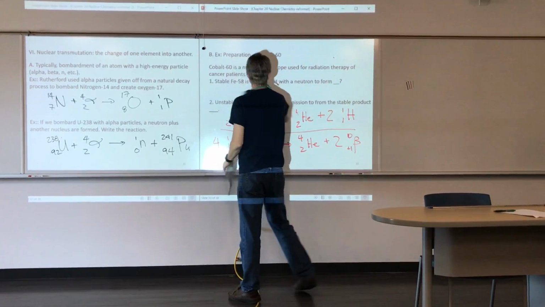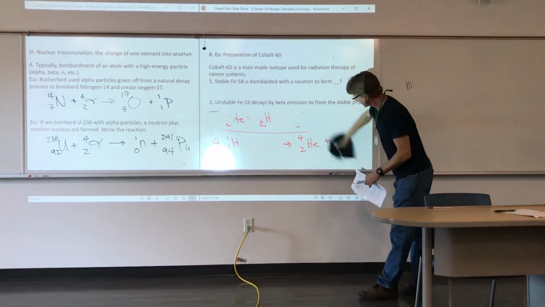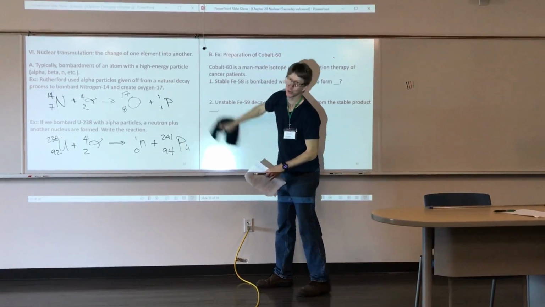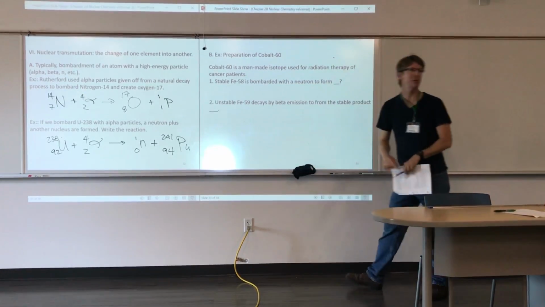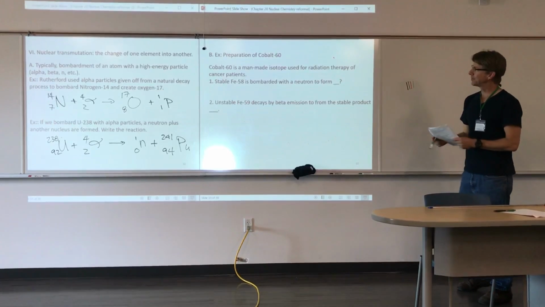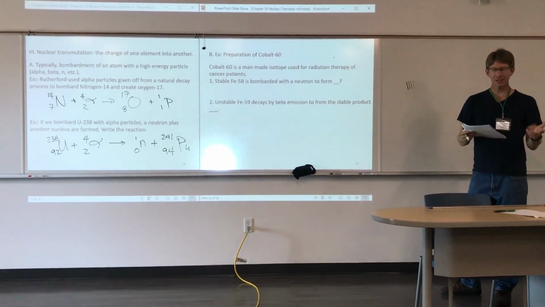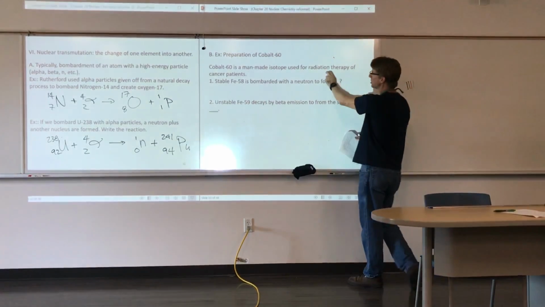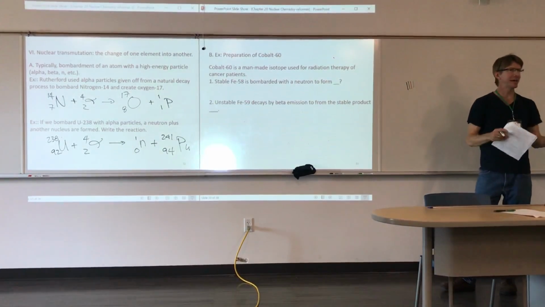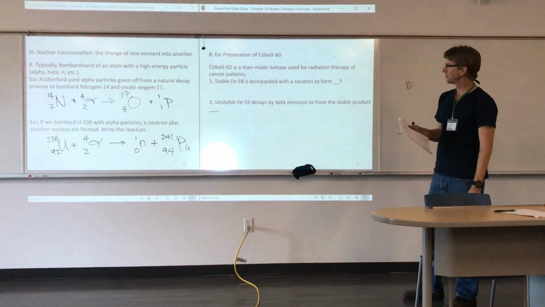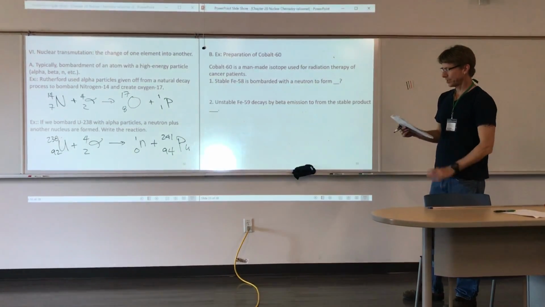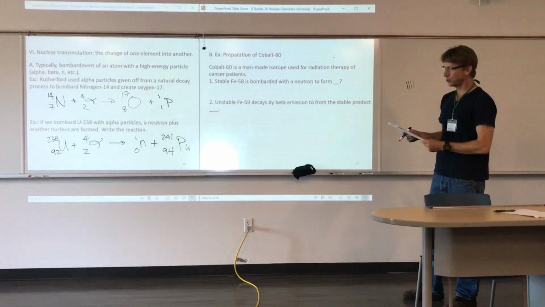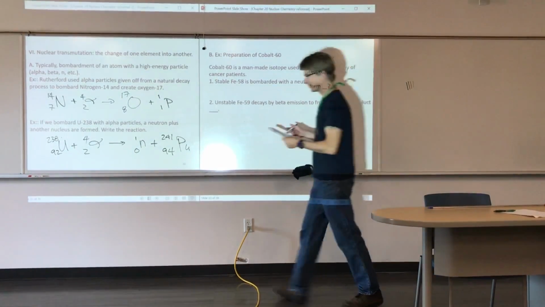And if your question is, why are we covering this? This is in preparation for next week's lab. Next week's lab is nuclear chemistry. We are doing lab next week. But then this is going to show us how to make an isotope that could be used in radiation therapy. And so the process starts like this. So stable iron-58 is bombarded with a neutron to form what?